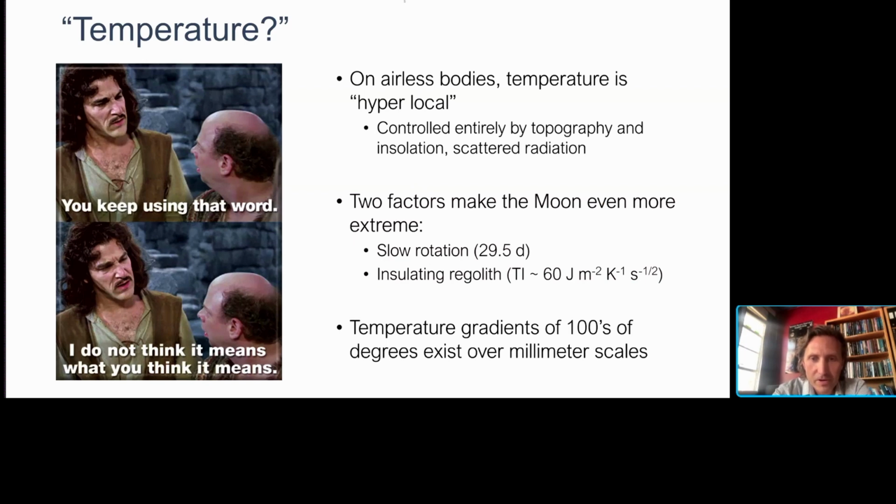There's a further set of factors on the moon that make the thermal environments even more extreme. And this is the combination of the slow rotation period, which for the moon is about 29 and a half days, and the insulating nature of the regolith. That low thermal inertia means that you can maintain huge temperature gradients on scales of millimeters. And so we expect these kinds of temperature gradients down to scales well below what has been resolved from orbit, and it really requires in situ measurements by astronauts and other surface assets.